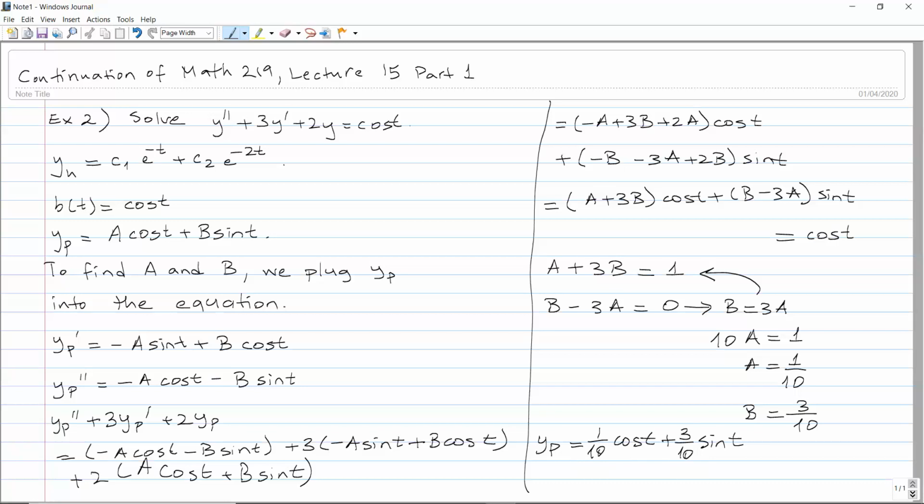Of course, you can always check your answer. Once you find your particular solution, you can go through the steps of finding the derivatives and plugging it into the equation to see whether it really satisfies the differential equation. Then our general solution, remember, is the general solution of the homogeneous equation plus the particular solution: C1 e^(-t) + C2 e^(-2t) + 1/10 cosine t + 3/10 sine t.